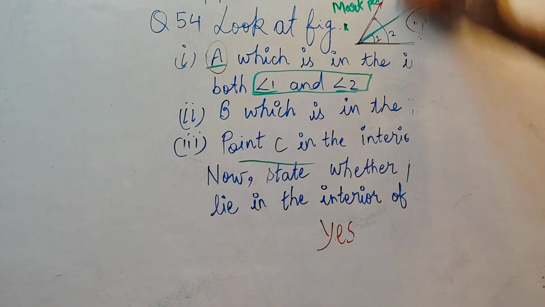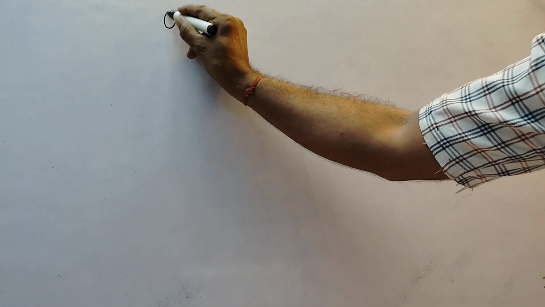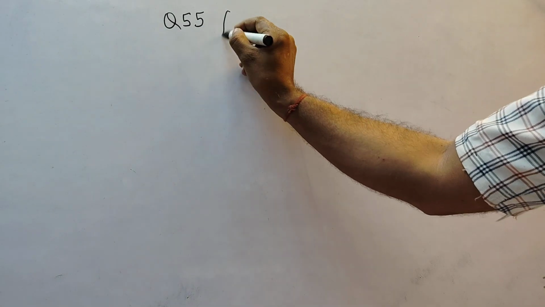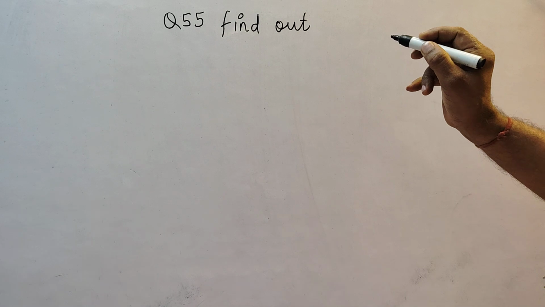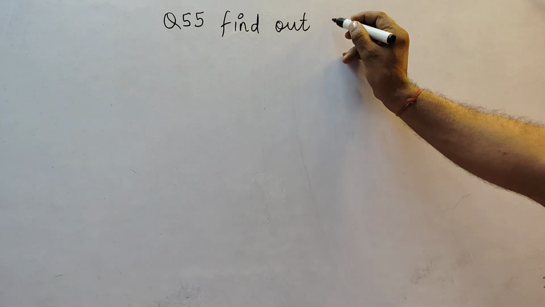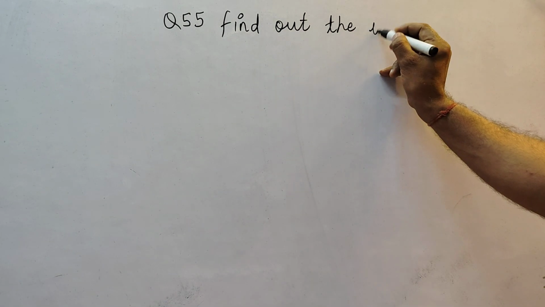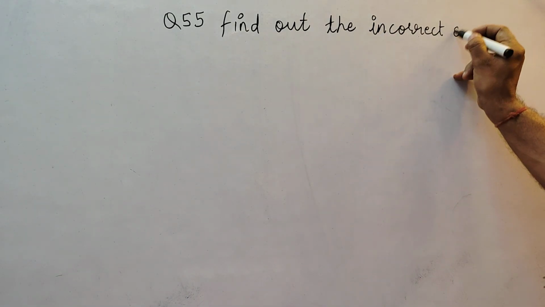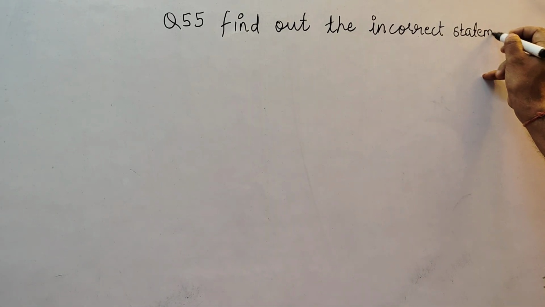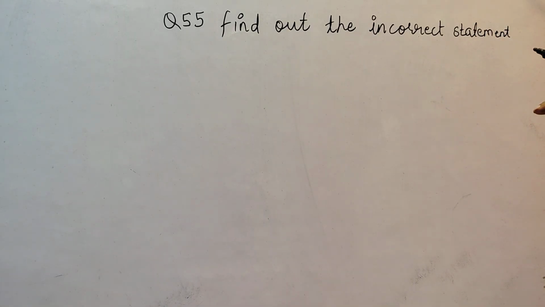Now come to question number 55. Question 55 is: find out the incorrect statement. Find out the incorrect statement, that means the false statement, if any.